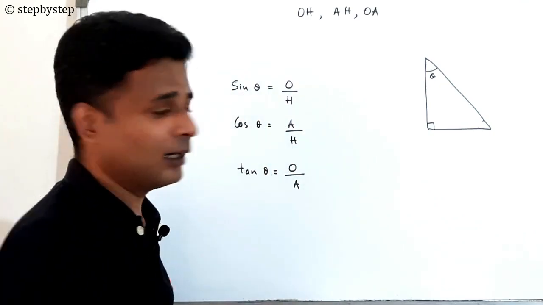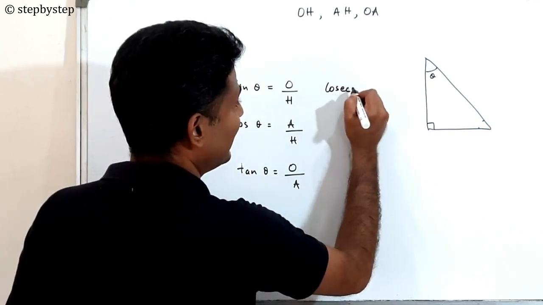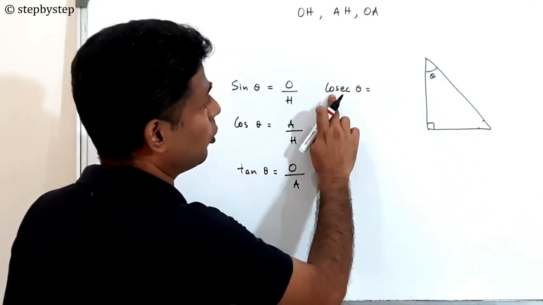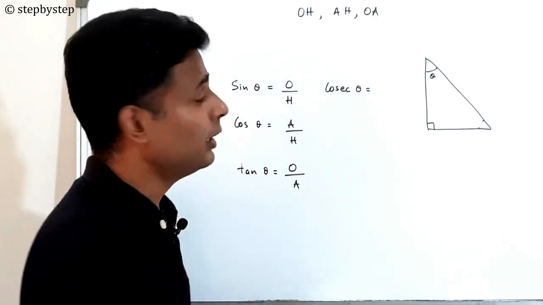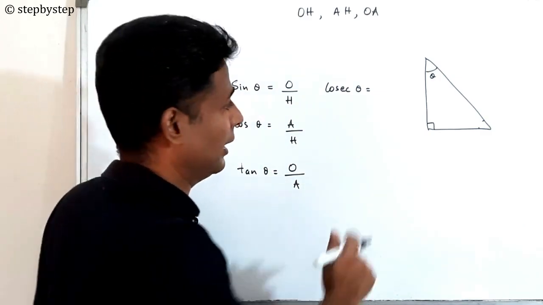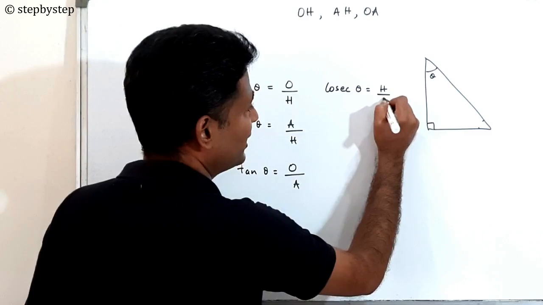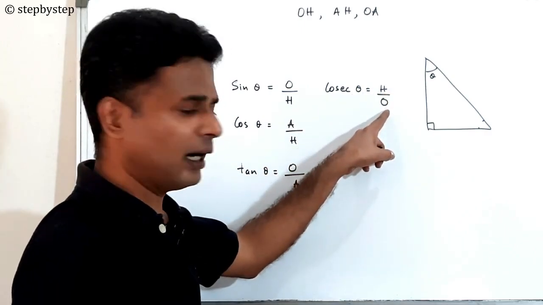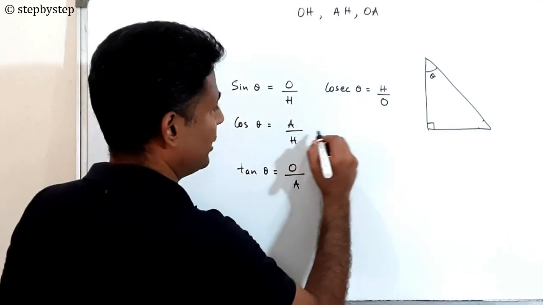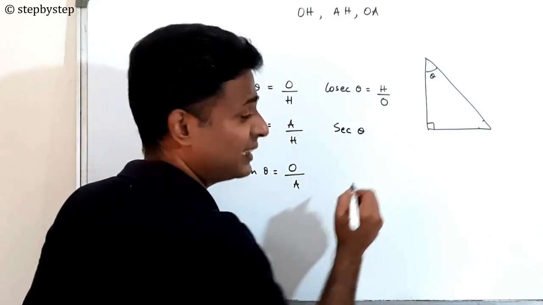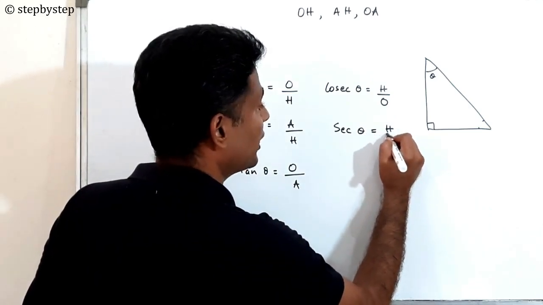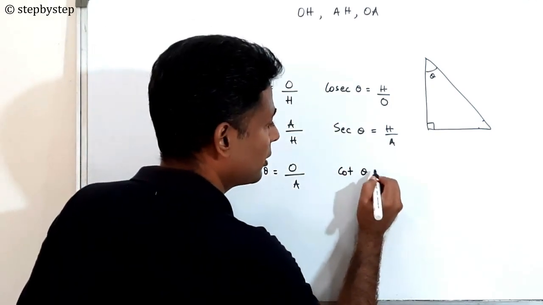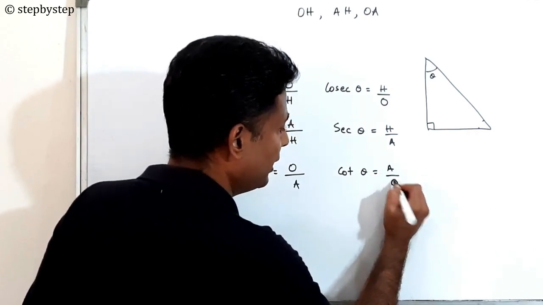Now coming to reciprocals. What is the reciprocal of sin theta? Sin theta's reciprocal is called cosec theta or cosecant theta. Generally many people confuse cosec theta to be the reciprocal of cos theta. No, cosec theta is the reciprocal of sin theta. Remember that. So what will it be? Hypotenuse by opposite. Sin theta is opposite by hypotenuse, cosecant theta will be hypotenuse by opposite. Same way, the reciprocal of cos theta is sec or secant theta equal to hypotenuse by adjacent. Exact reciprocal of this. And the reciprocal of tan theta is cot theta, which will be adjacent by opposite.